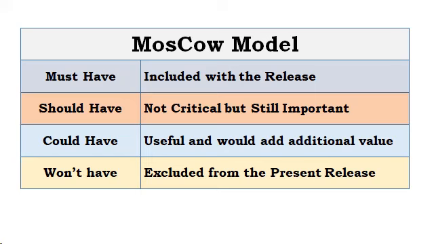production. The next category is should-have, which are the user stories that aren't critical, but are still deemed important for the project. The third category is could-have, which are the user stories that would be useful and would add additional value to the project. And the final category is won't-have, which are the user stories that are explicitly excluded from the scope of this project.